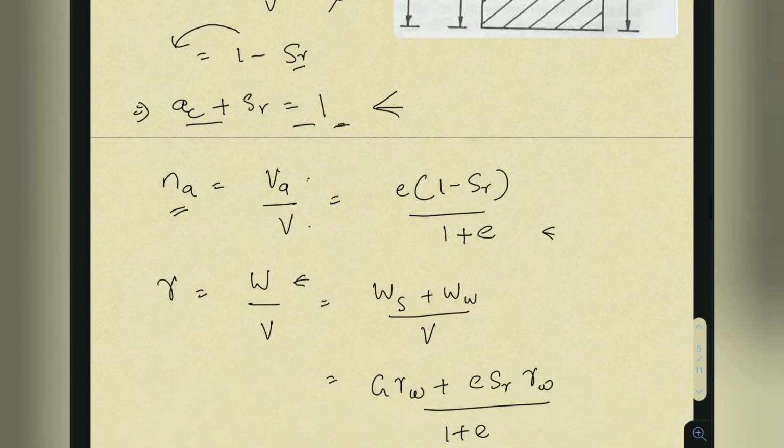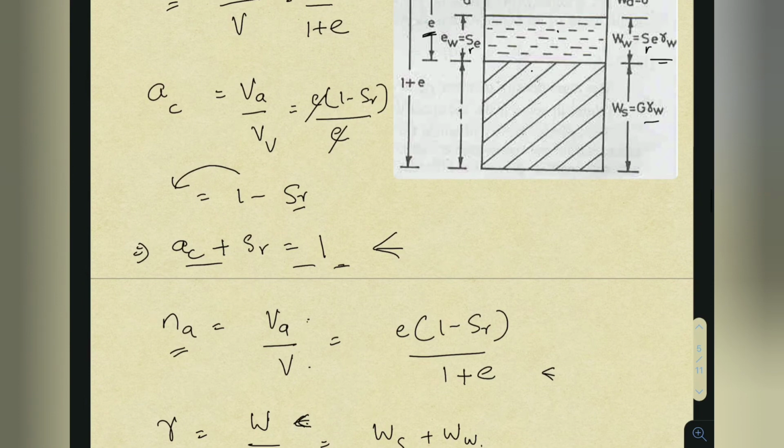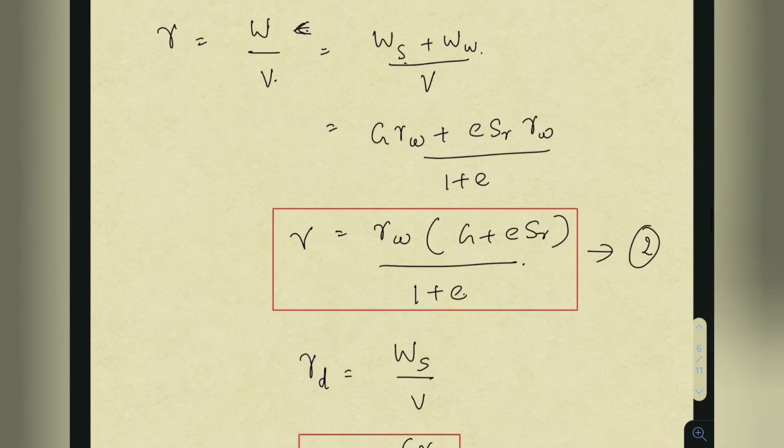So that is done. Then gamma is equal to W, total weight of soil, by volume of soil. So total weight of soil will be Ws plus Ww. From this figure, we have Ws is equal to G gamma w and Ww is equal to e Sr into gamma w. So substituting this, you will have gamma is equal to gamma w into G plus e Sr by 1 plus e. This is an important derivation.